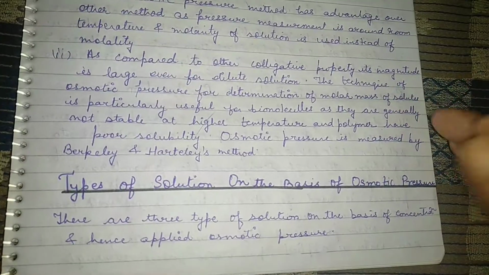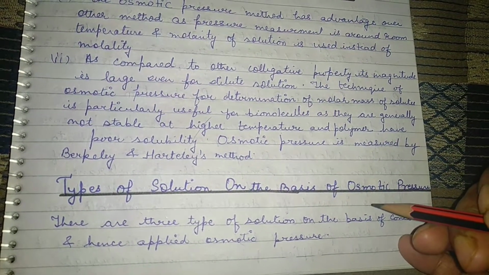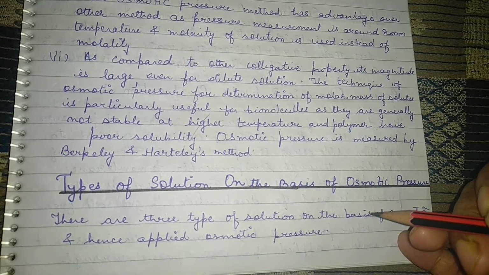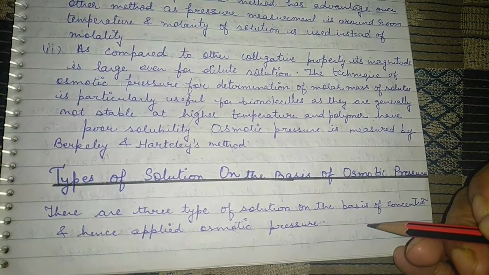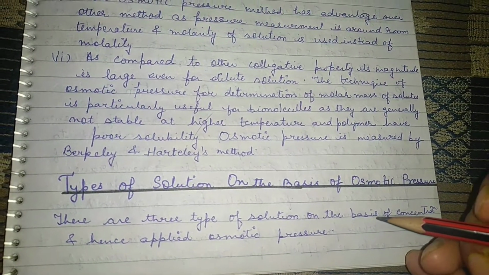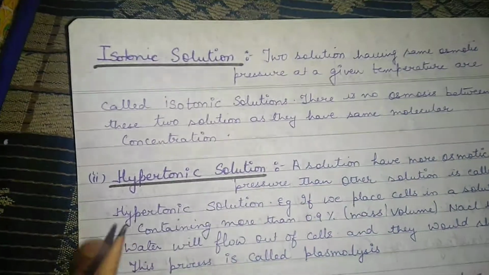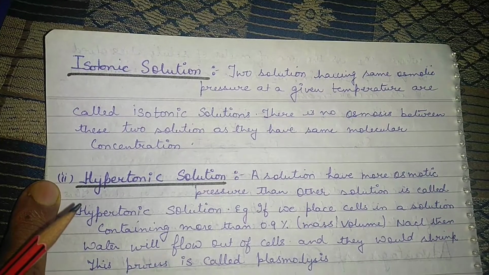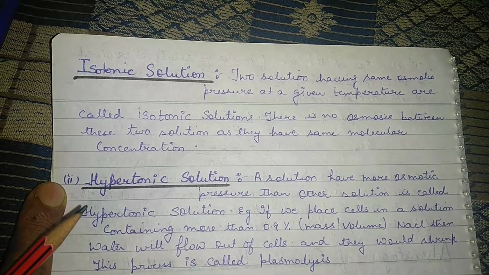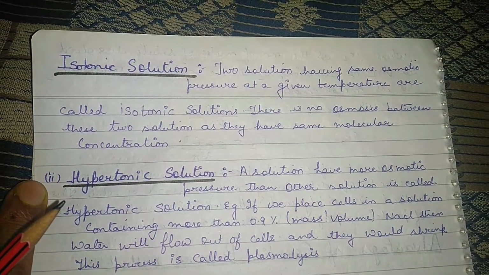Alright, now coming to the next topic, that is types of solution on the basis of osmotic pressure. How can we classify the different solutions on the basis of osmotic pressure? Here I have written that there are three types of solution on the basis of concentration, hence applied osmotic pressure. Now let's discuss one by one. First one is the isotonic solution. Two solutions having the same osmotic pressure at a given temperature are called isotonic solutions. There is no osmosis between these two solutions as they have the same molecular concentration.